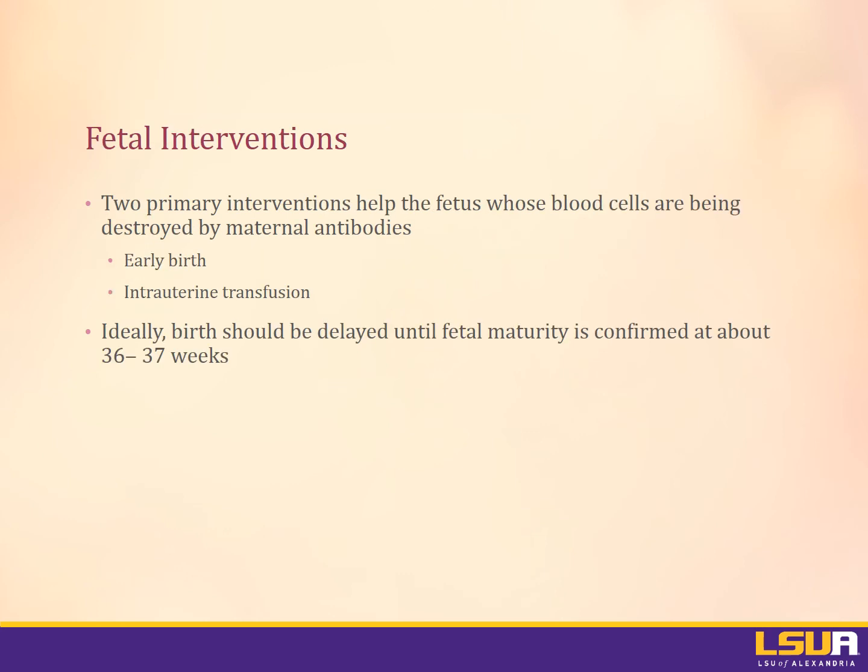So, two primary interventions help the fetus whose blood cells are being destroyed by maternal antibodies. We either have to deliver the baby early, or we have to have a maternal fetal specialist come and perform an intrauterine transfusion. But we don't want to have long immaturity, so ideally we should delay the birth as long as we can until 36 to 37 weeks if possible.